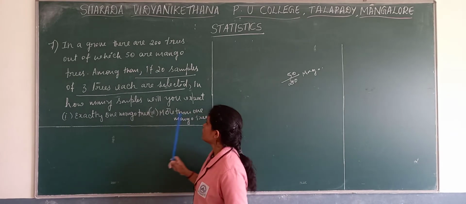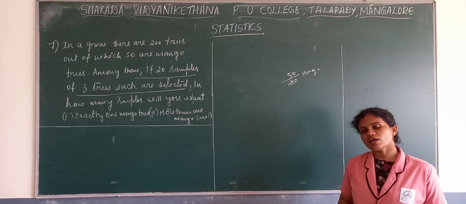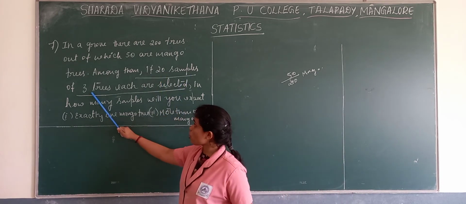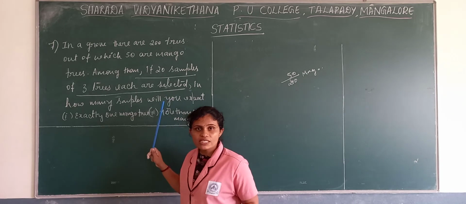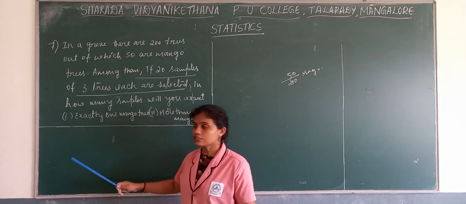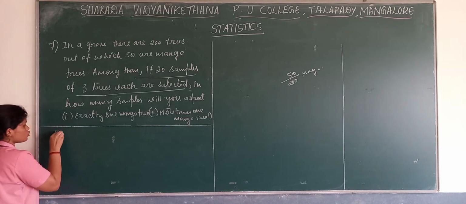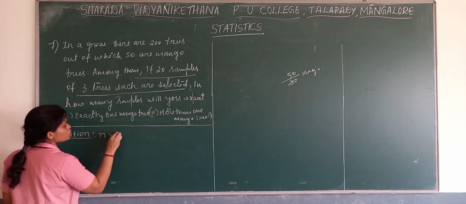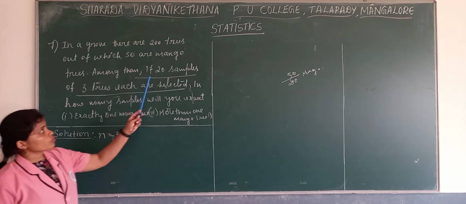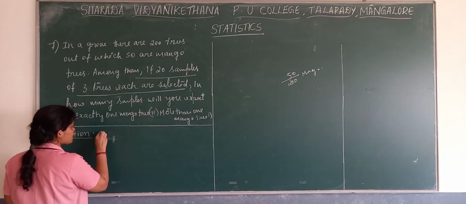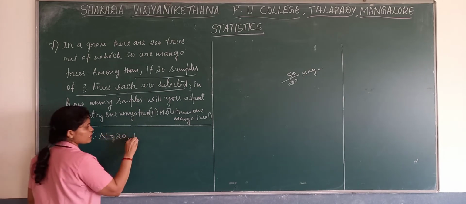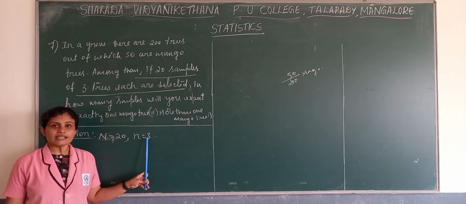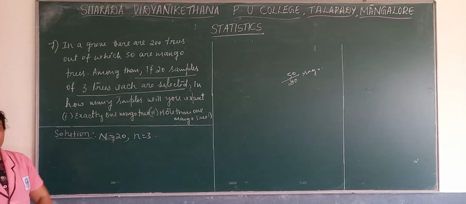P of 1. More than one means P of 1, and we need to see what is the value here. Now, if 20 samples of 3 trees each are selected, how many did we select there? We selected 3. So, what is our n? Solution. Capital N is 20, and small n is what they have selected, 3 trees. So n is equal to 3.